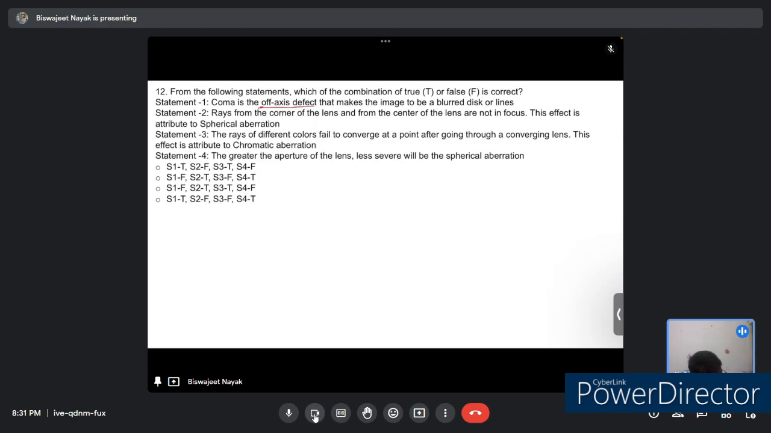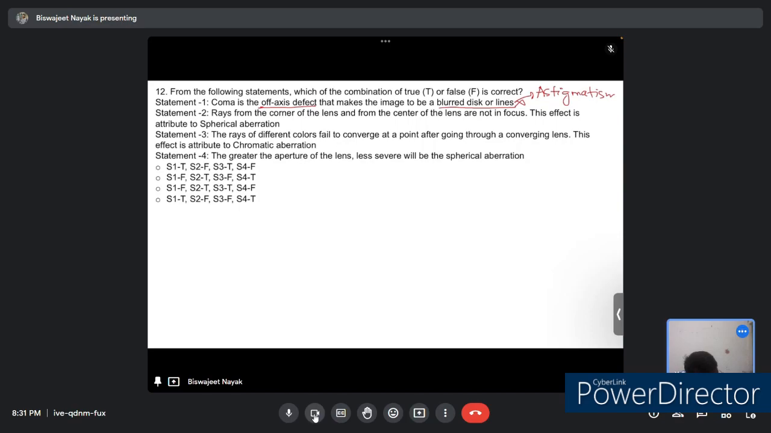So from the following statements, which combination is true or false? Coma is the off-axis defect, that is correct, that makes the image a blurred disc or lines. This is incorrect, because the off-axis defect that makes blurred discs or lines corresponds to astigmatism. Rays from the corner of the lens and from the center of the lens are not in focus. This effect is attributed to spherical aberration.